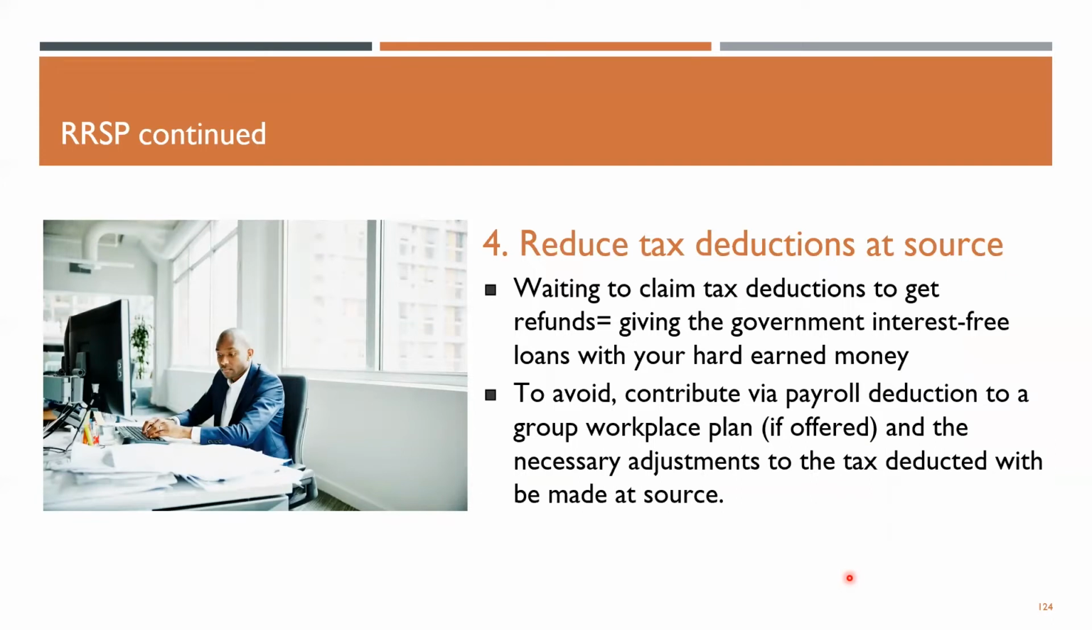The other benefit of RSP is it reduces the tax deductions at source. The year when you put money into RSP, you are going to get a refund in that year. So if you're waiting to claim tax deductions to get the refund, what you're doing is you're giving the government an interest-free loan with your hard-earned money. To avoid it, contribute via payroll deduction to a group plan, and the necessary adjustments to the tax deducted will be made at source. So it's good to have automatic withdrawal from your account for that purpose.